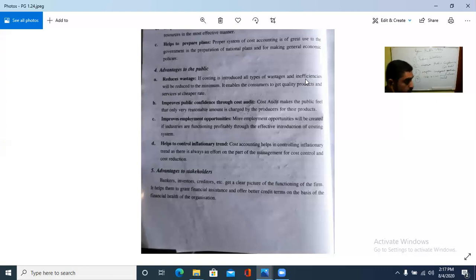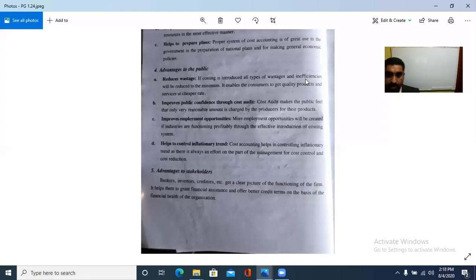So these are the advantages to the general public. So what all do we see? Firstly, advantages to the management, then to the employee, then to the government. Then this is the general public. And then one more part is the creditors or the stakeholders. Who are those people? Those who have interest in investing money into our business. So bankers, investors, creditors, etc.